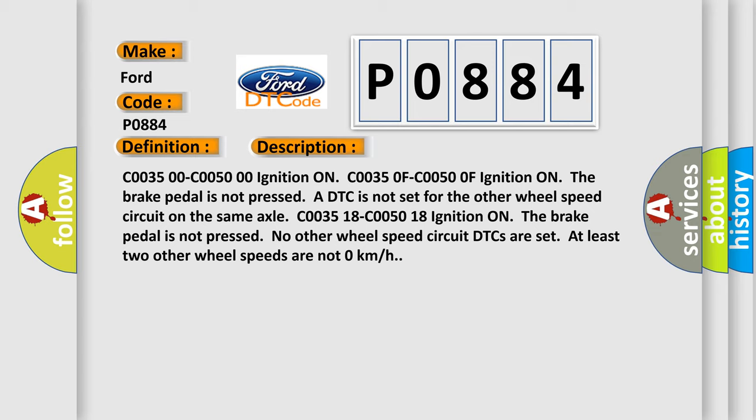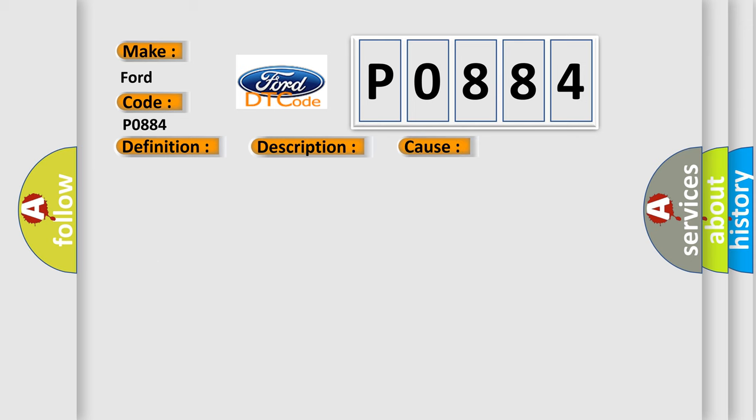Ignition on, the brake pedal is not pressed, a DTC is not set for the other wheel speed circuit on the same axle. Ignition on, the brake pedal is not pressed, no other wheel speed circuit DTCs are set, and at least two other wheel speeds are not 0 km/h. This diagnostic error occurs most often in these cases.